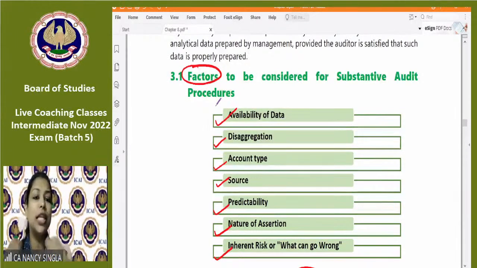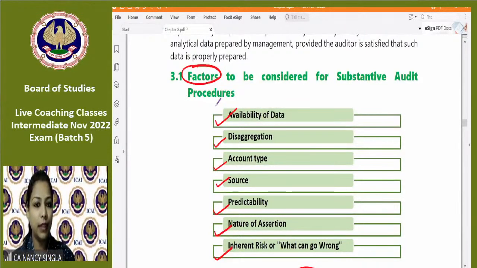And the next point relates to what? Predictability. The relationship that the accounts are predictable over time, and that relationship exists and continues over time. You are in a position to apply analytical procedure. See, why are you comparing the GP ratio of the last 4 years? Because there is a relationship between GP and sales and that continues to exist over time.